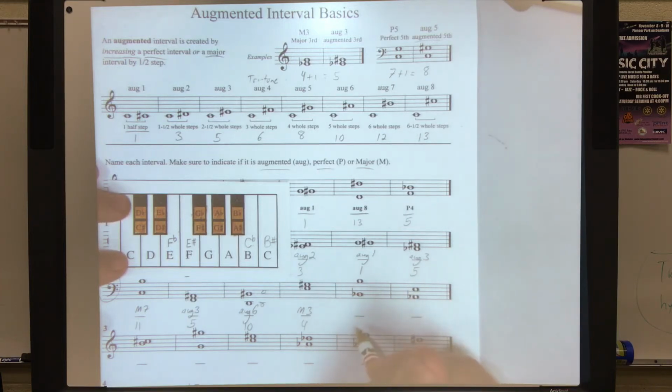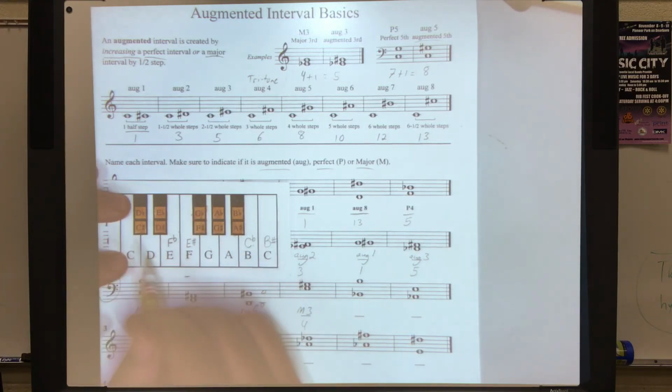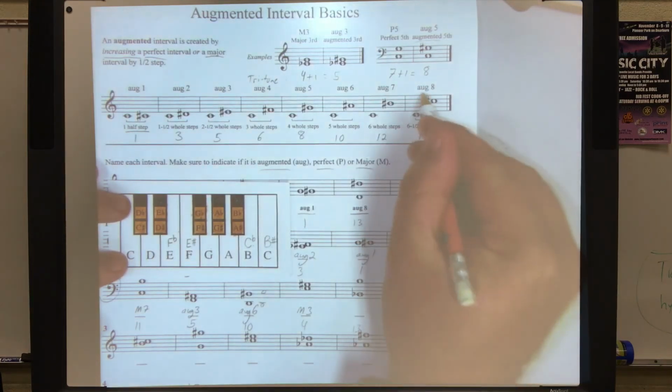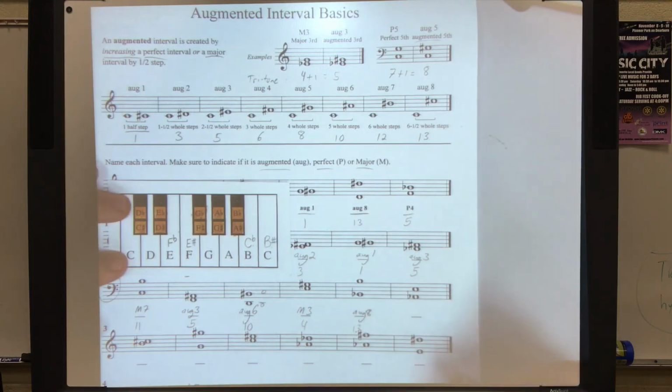Okay, here's another one. It's a G flat to a G. And we'll go ahead, find our G flat on the staff, and go up. 1, 2, 3, 4, 5, 6, 7, 8, 9, 10, 11, 12, 13. 13 half steps. Now there's only one interval that has 13 half steps, and that's our augmented eighth. So we know that it's an augmented eighth. Okay, and our last one on this line.